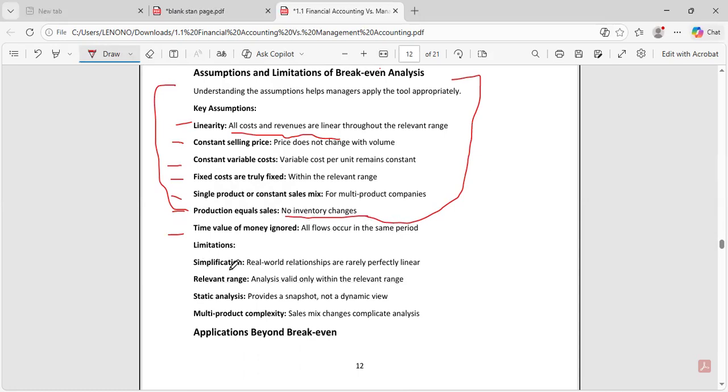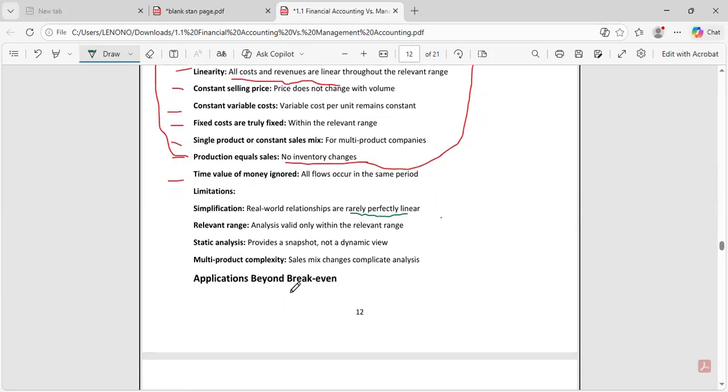And the limitations now, the first one, we are looking at specification. Real world relationships are rarely perfectly linear. And then you have the relevant range: analysis is valid only within the relevant range. And then the static analysis provides a snapshot, not a dynamic view. Okay, so applications beyond break-even point now.